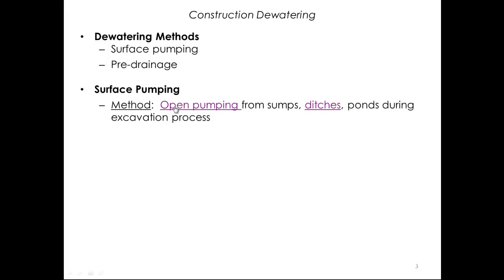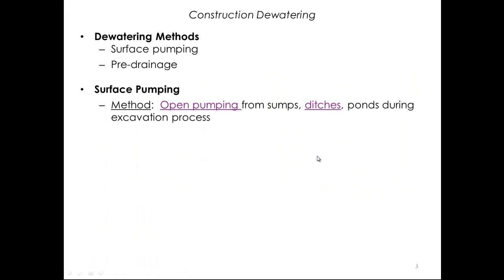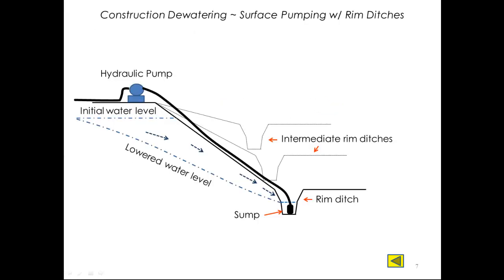Let's look at an example here. This is a large pond that was excavated in a residential development near Jacksonville, Florida. The pond's about 15 feet deep, and a single hydraulic pump was used to dewater this work. We can see the pump over here. The process used to excavate ponds like we just saw is called rim ditching, and let me show you how that works.